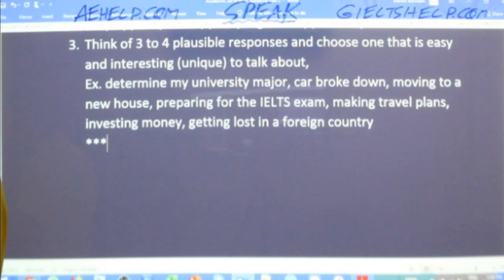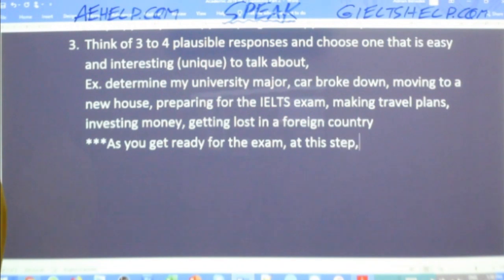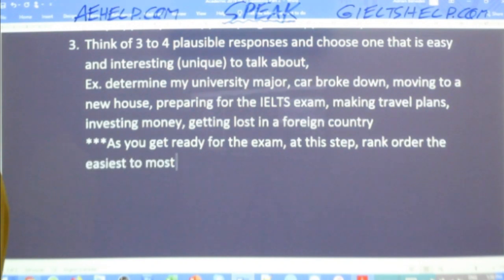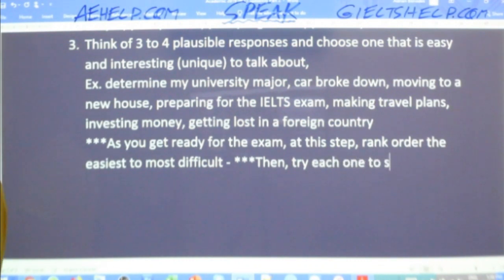So before your IELTS, as you get ready for the exam, at this step, rank order the easiest to most difficult. Then try each one to see if your inference was correct.